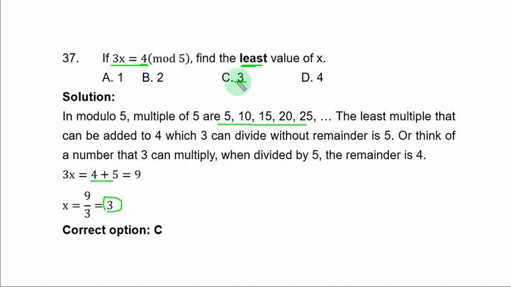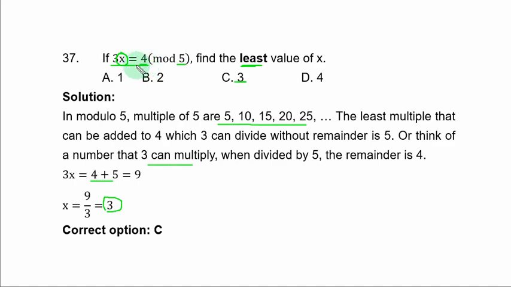Or you think of a number that 3 can multiply such that when divided by 5, the remainder is 4. Think of a number that will replace s here. So if 3 multiplies that number, you divide by 5, the remainder is 4. That number is 3. 3 times 3 is 9. You divide 9 by 5, you have remainder 4.